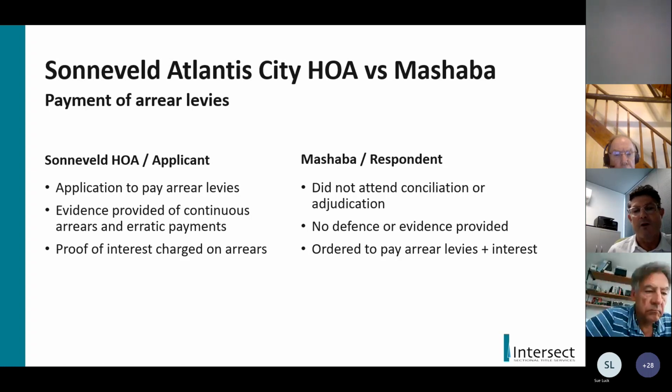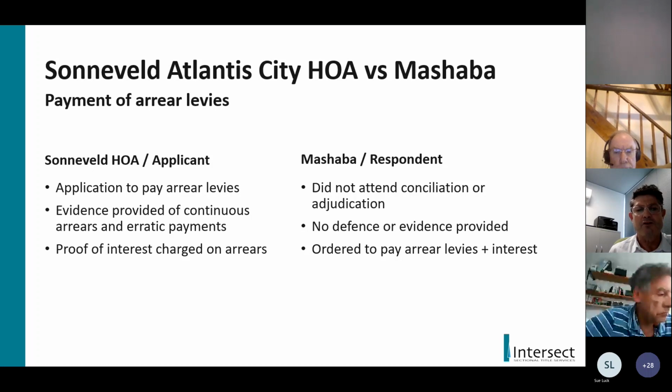Important here is that the fact that either of the parties, the applicant or the respondent, does not appear at the conciliation or mediation or adjudication for that matter, does not mean that there won't be an adjudication made against either party. The main thing for CSOS is always to make sure that they have all the relevant information so that when they make an adjudication order, they are able to review both parties' side of the matter. Ultimately, this owner was ordered to pay the arrear levies and the interest charged on that.